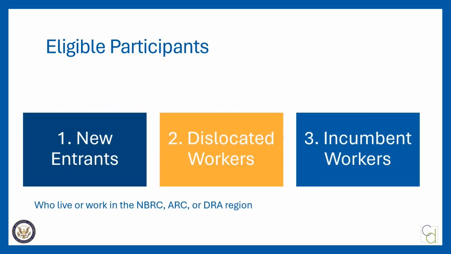While funds can be spent on things besides direct participant services, and we'll get into that in just a moment, the people you're allowed to serve as participants with WORC funds fall into 3 categories: new entrants, dislocated workers, and incumbent workers who live or work in the NBRC, ARC, or DRA region. So we'll go into definitions for each one of these groups.